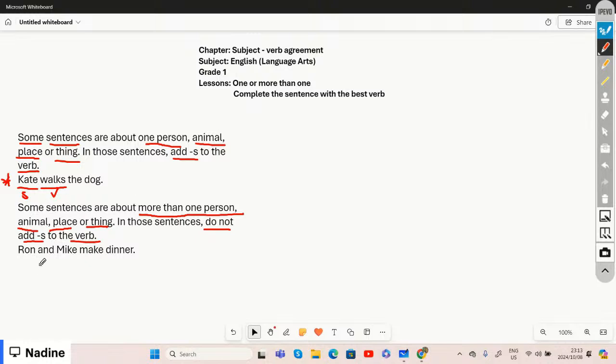It says Ron and Mike make dinner. Ron and Mike is our subject. It's two people, Ron and Mike. What are they doing? They make dinner. So Ron and Mike, what do they do? They make dinner. We didn't say makes dinner, make dinner. If one person is doing something, then we say makes, jumps, runs. But if more than one person does something, we only give the verb without the S: make, run, jump, walk. And that is without the S.